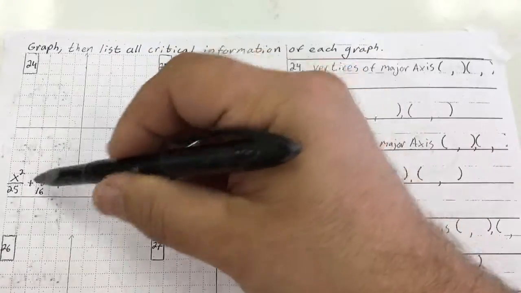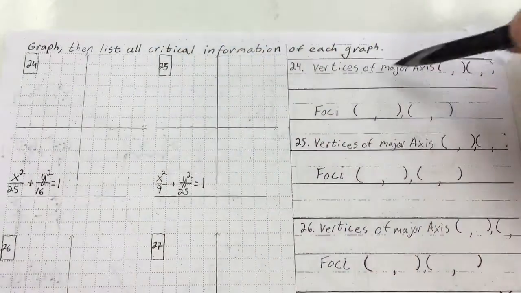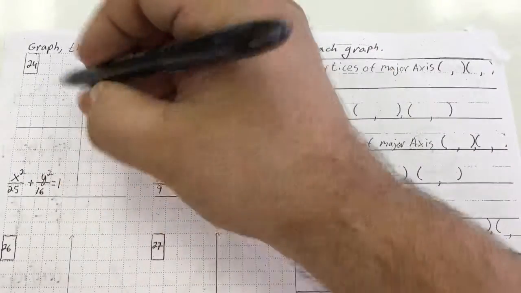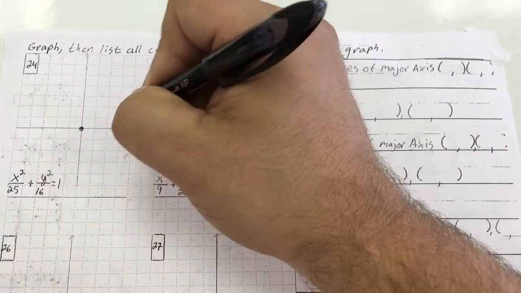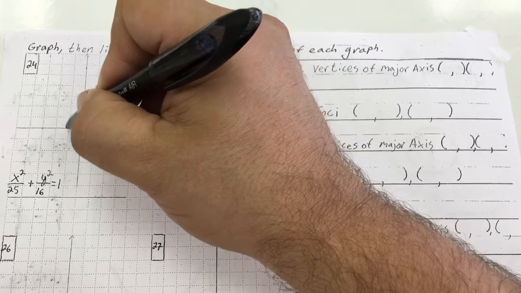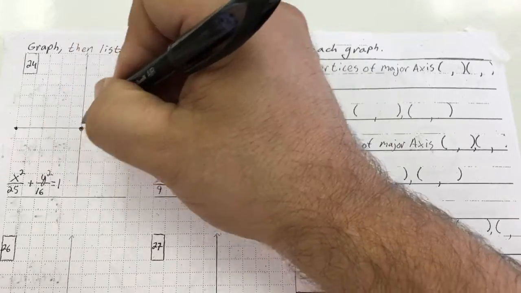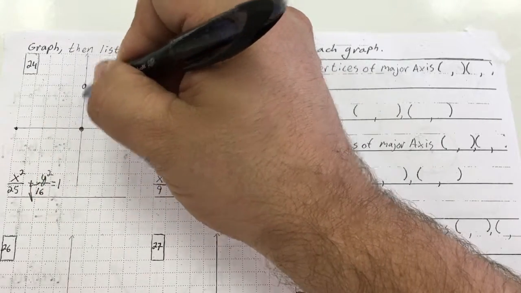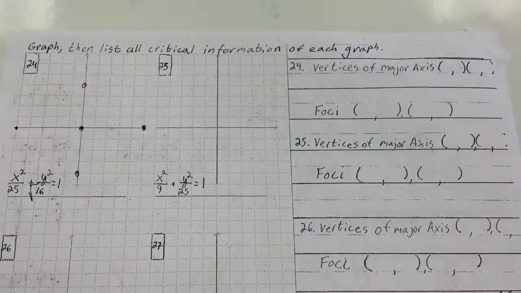I'm going to graph the conic section and then list some of the critical information about the graph. Centered at 0, 0. I go right 5, 1, 2, 3, 4, 5, because the square root of 25 is 5. Left 1, 2, 3, 4, 5. I go up 4, because the square root of 16 is 4. 1, 2, 3, 4. And I go down 1, 2, 3, 4. This is an ellipse.